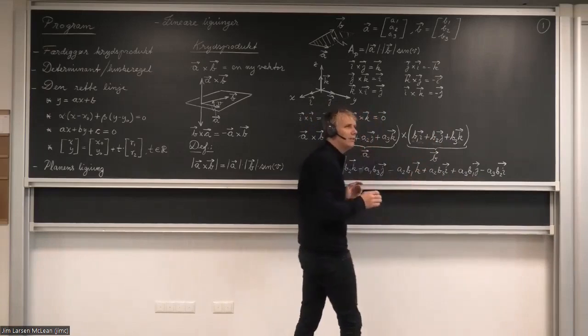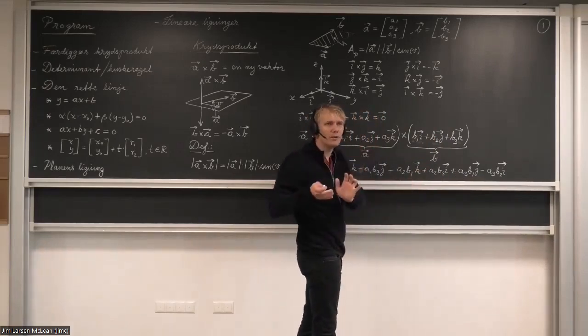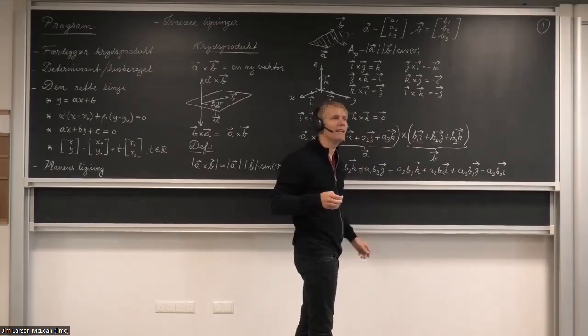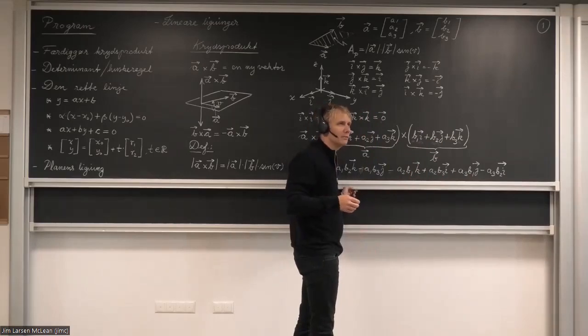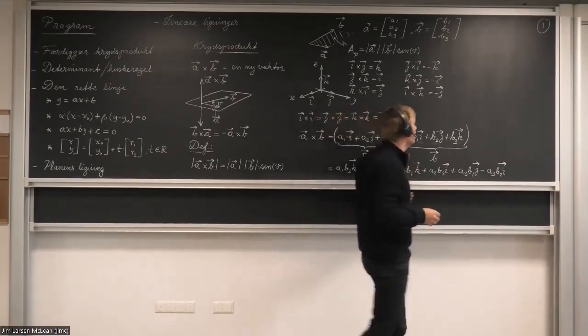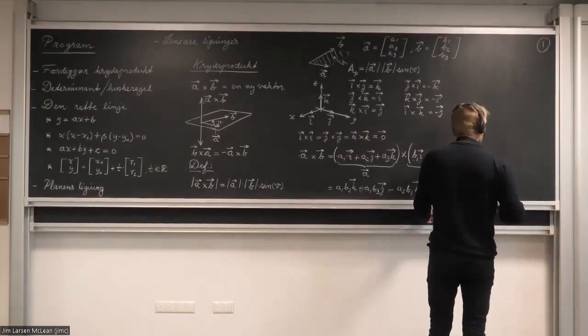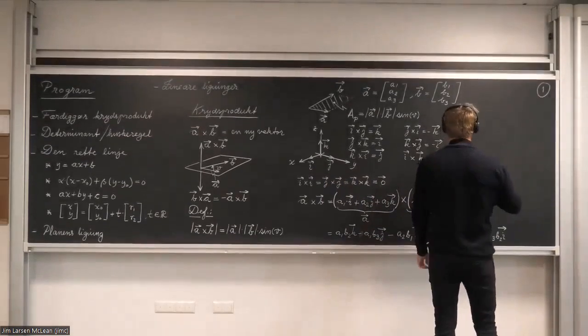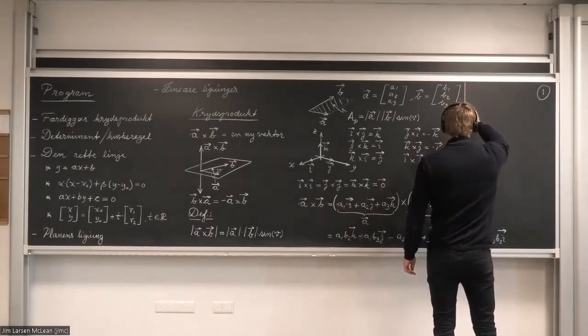So you can gather everything related to i, everything related to j, and everything related to k. These are the 3 coordinate directions. So if I just write it like this, I wish I could use the next board, but I'll just have to try to continue over here. What is it that is here?